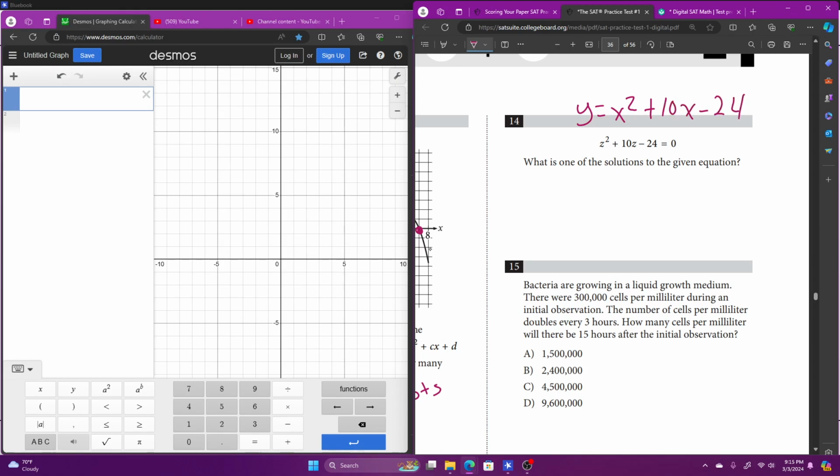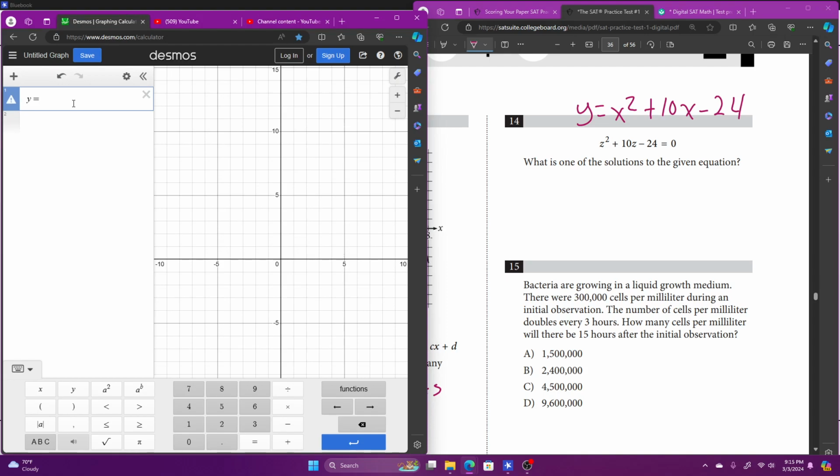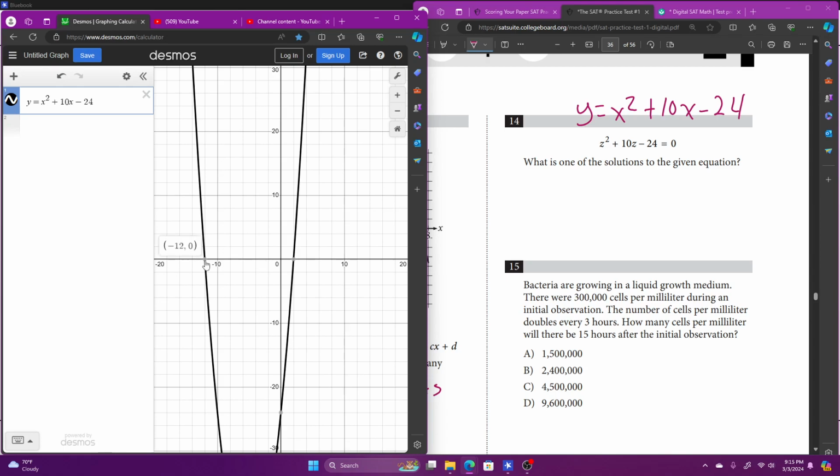And I want to know, when does y equal 0? So just plug it in. y equals x squared plus 10x minus 24. And I can see a solution right here. y is 0 when x is 2. And I can zoom out and find another solution. y is 0 when x is negative 12. So either of those, 2 or negative 12, would be a correct answer to question 14.